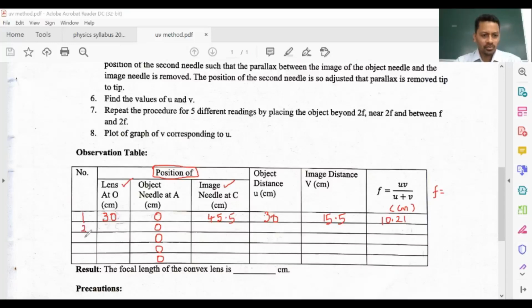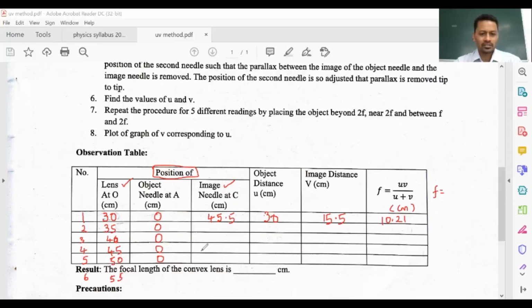Similar way we do the second, third, fourth and fifth readings for different positions of the lens. Lens first placed at 30, next will be let's say 35, then 40, then 45, 50. Okay, and I suggest take one more reading on the safer side at 55.